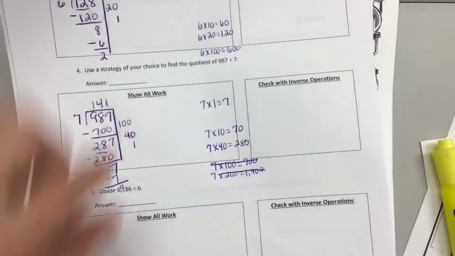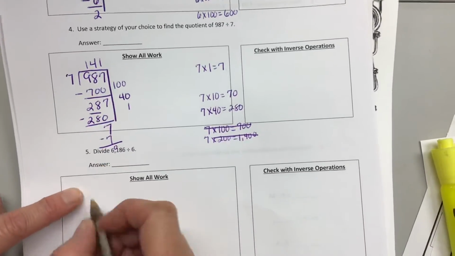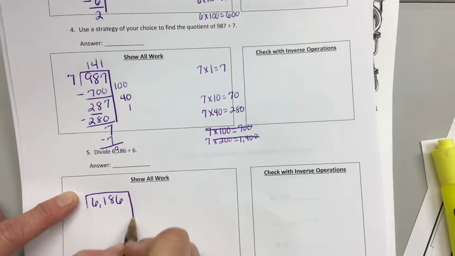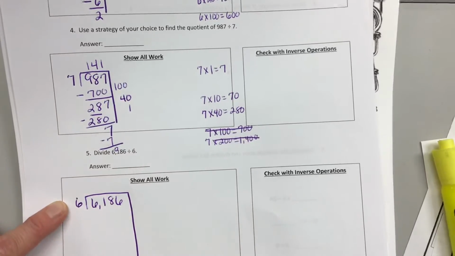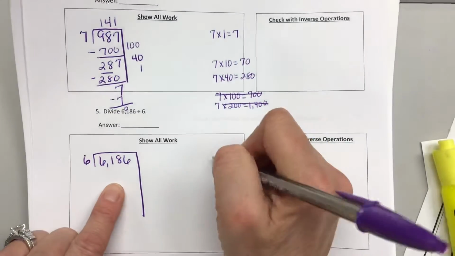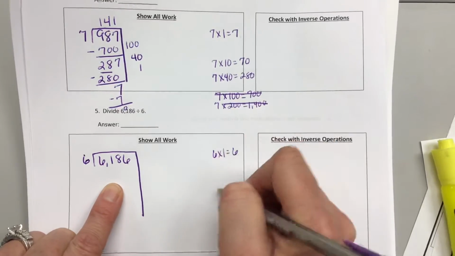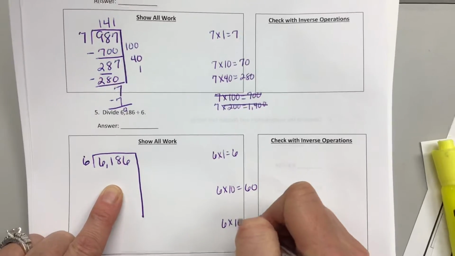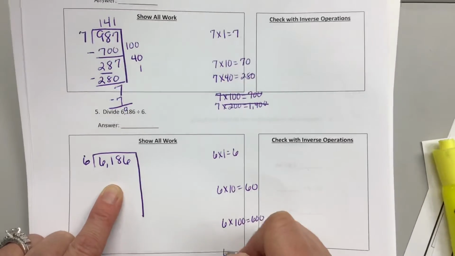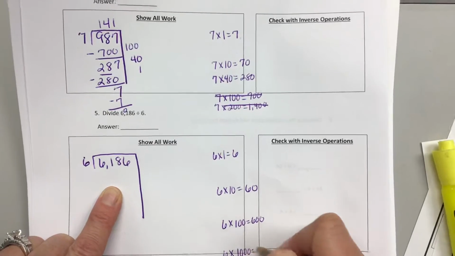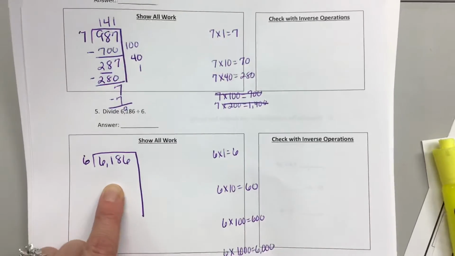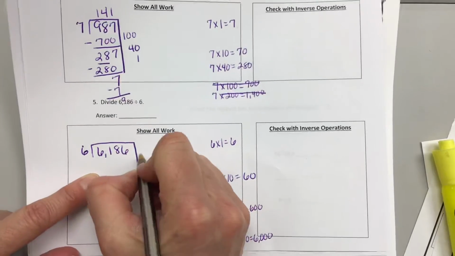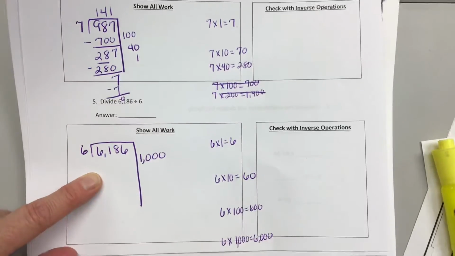Okay, number 5. 6,186 divided by 6. Okay, over here to the right, 6 times 1 is 6. 6 times 10 is 60. 6 times 100 is 600. And 6 times 1,000 is 6,000. Okay? I can subtract that 6,000, which is the same as subtracting 6 1,000 times.